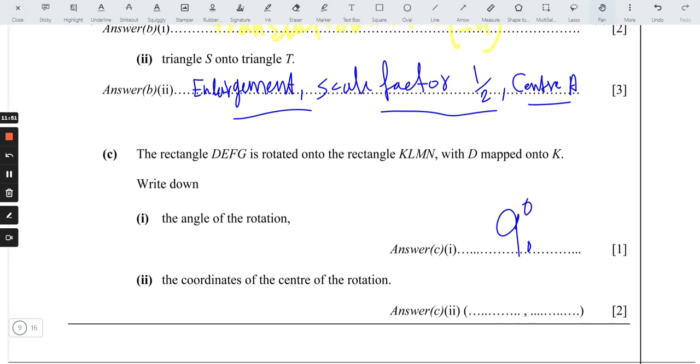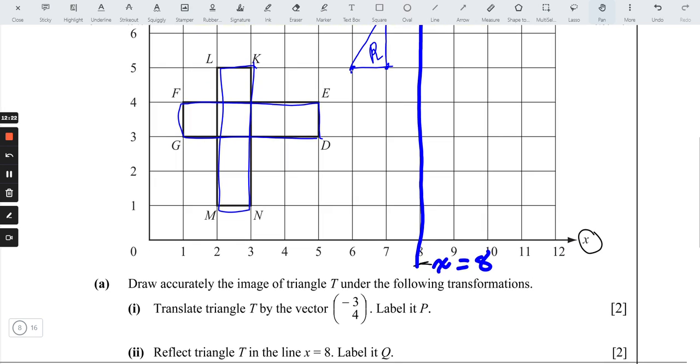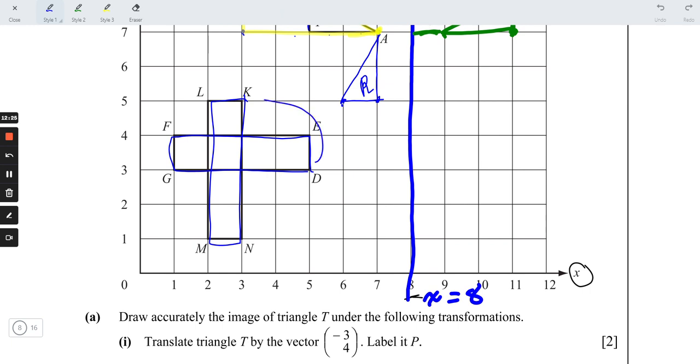It's clear also here, as I said, DK, DJ is perpendicular to KN, so it's 90 degrees for each of these. The center must be the same distance from K as it is from D, so we have the same distance. For this, tracing paper will help you also to see this shape, and the map is clear from D into K, from D into K. 90 degrees.